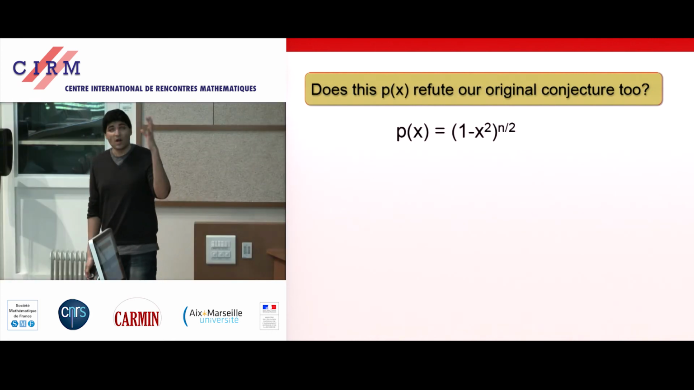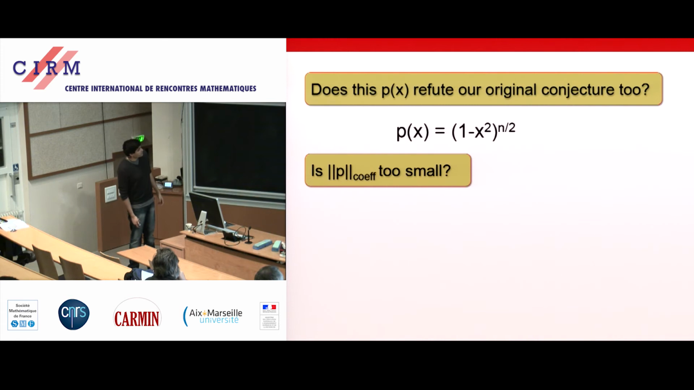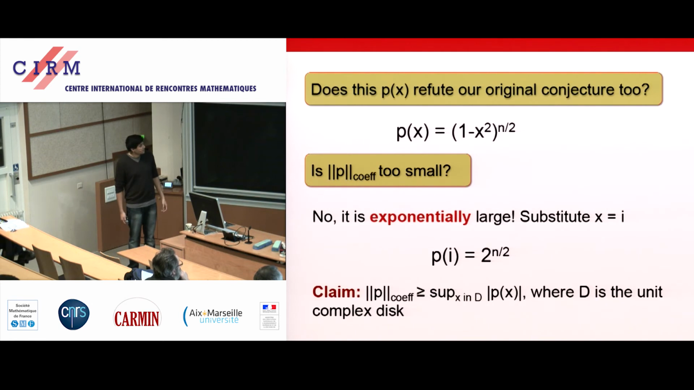So the point is, I'm worried that this polynomial is 1 at the origin, but maybe it hides in terms of its coefficients all being small. So is its coefficient norm too small? And I claim that it's not. It's actually very, very large, because what I can do is plug in a complex value. If I plug in x equals i, well, then I get 2 to the n over 2, and that's gigantic, right?